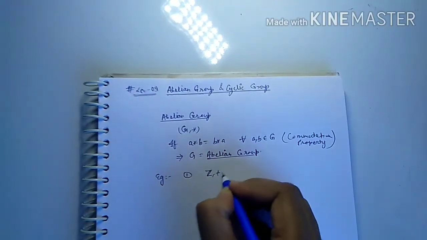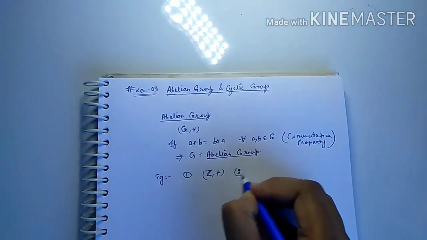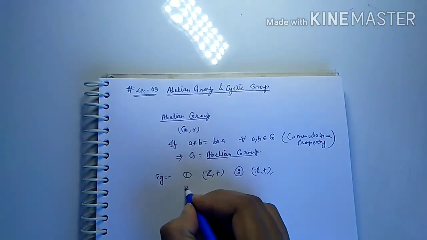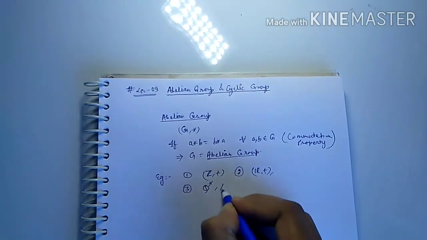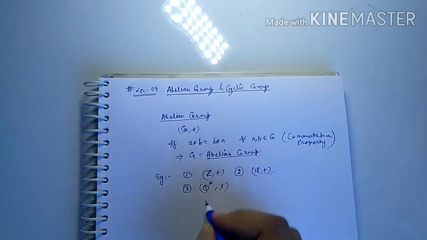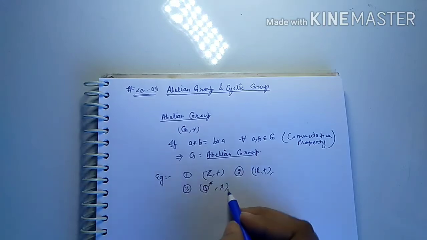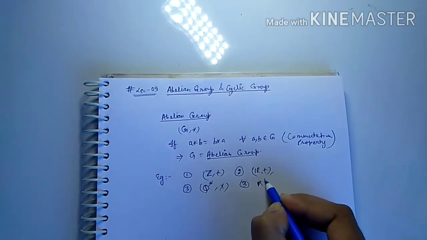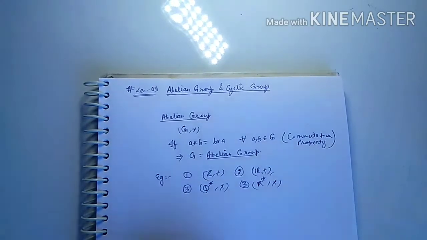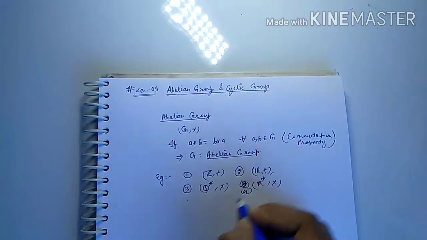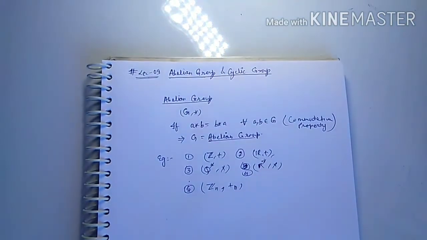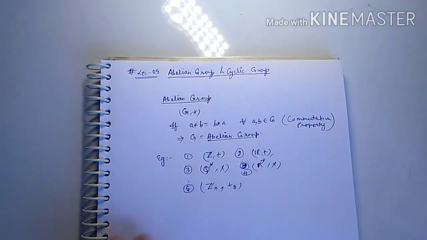The first example we take here, Z plus and R plus, Q star with respect to multiplication, that is the set of all non-zero rational numbers with respect to multiplication, and similarly R star with respect to multiplication, and Zn with respect to addition modulo n. So these are some examples of abelian group.